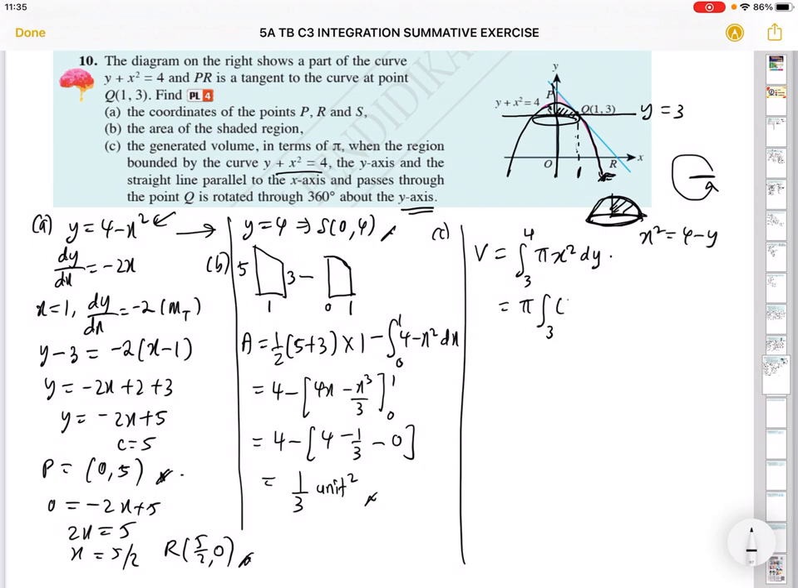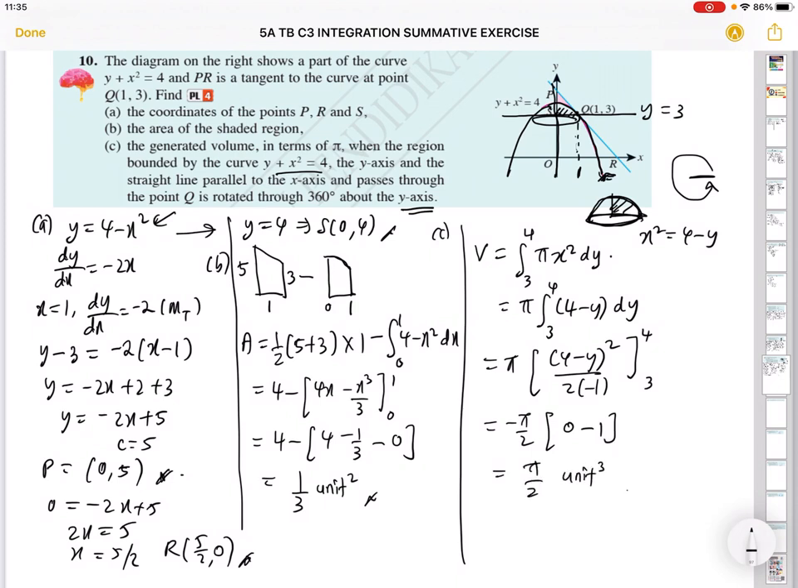So when you integrate, you get (4 minus y) squared over 2. Differentiate is negative 1 here, right? So lower limit is 3, upper limit is 4. Let's take this out. Okay, put 4 inside. 4 minus 4 is 0. Put 3 inside. 4 minus 3 is 1. Answer is pi over 2 unit cube. All right.